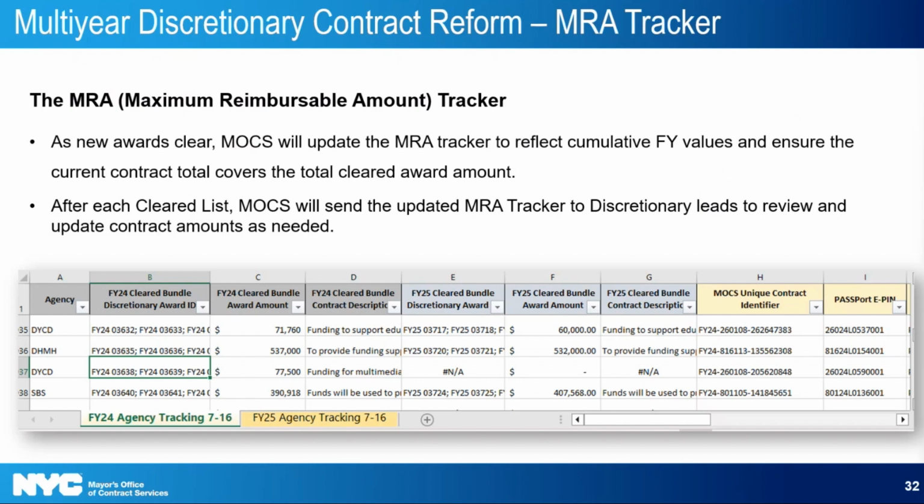Along with the new reform, we've added a new document for reference, the MRA tracker. As new awards clear, MOCS will update the MRA tracker to reflect cumulative amounts and ensure the current contract total covers the total cleared award amount. After each cleared list, MOCS will send the updated MRA tracker to discretionary leads to review and update contract amounts as needed.